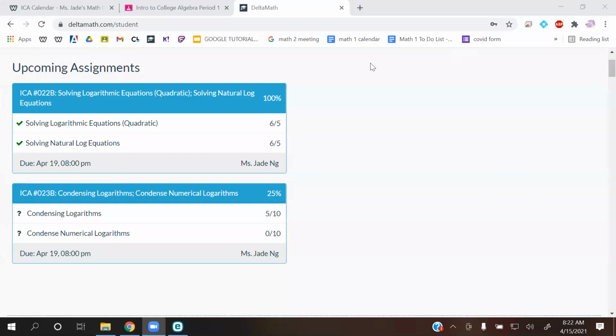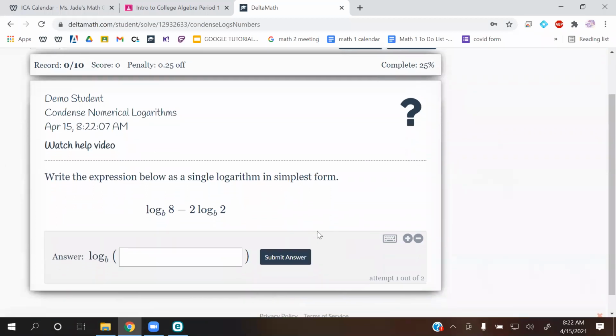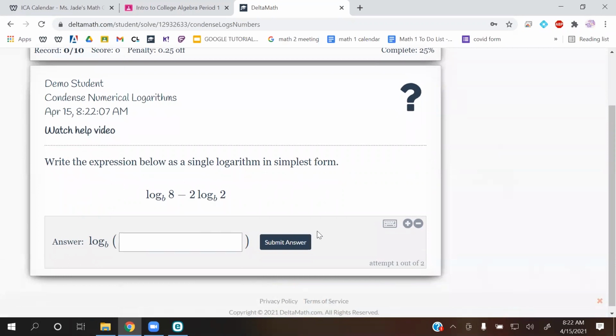So this next category is condensing numerical logarithms. It's pretty much the same thing, we just have actual numbers this time. So we'll actually need to multiply or divide them out, but it's the same exact idea.